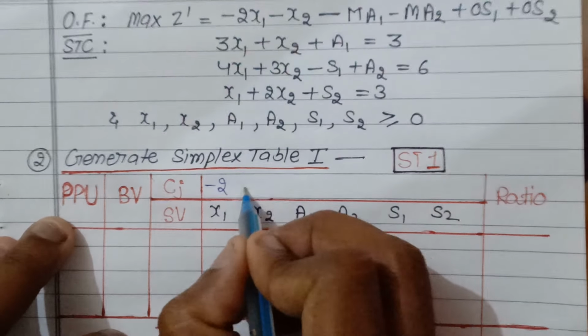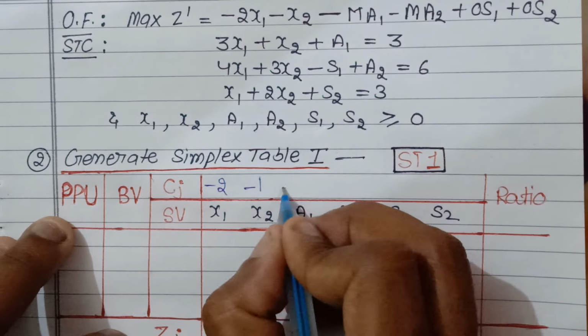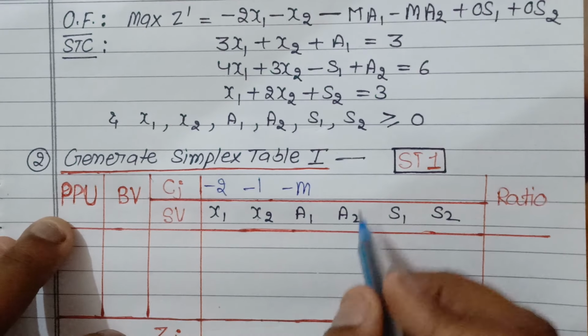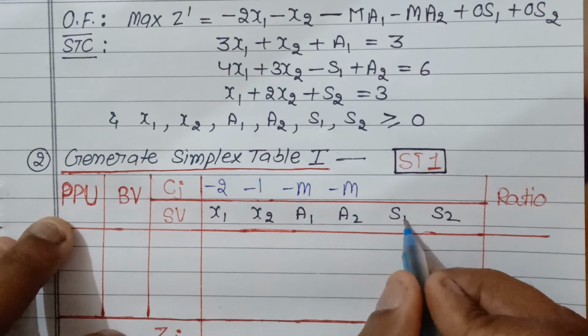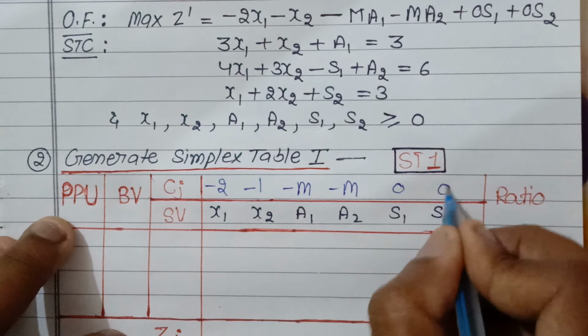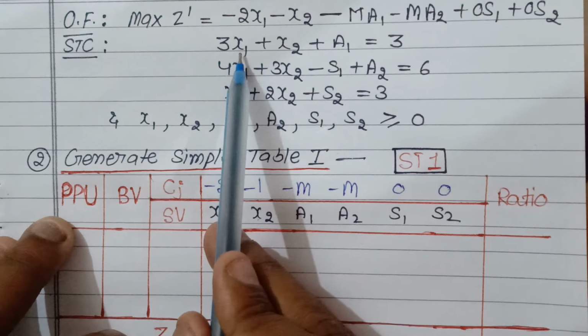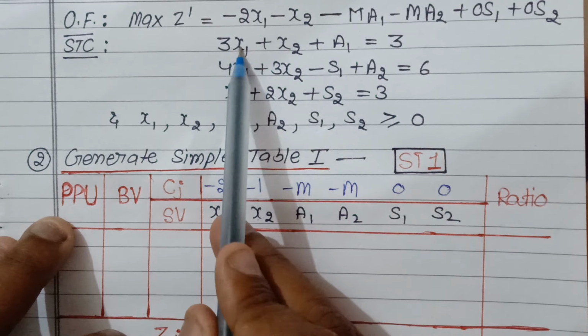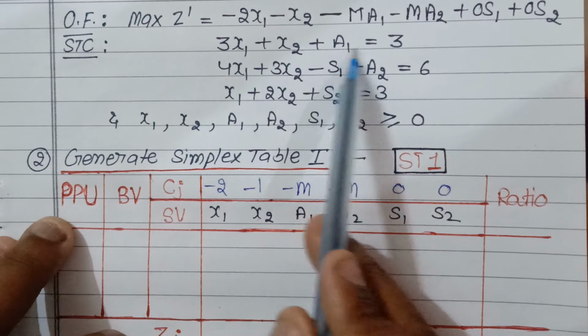For x2 the coefficient is minus 1. For a1 the coefficient is minus 1. For a2 the coefficient is minus 1. For s1 it is 0, and it is 0. Okay, now if in equation 1 you put x1 and x2 as 0, then a1 will be 3.